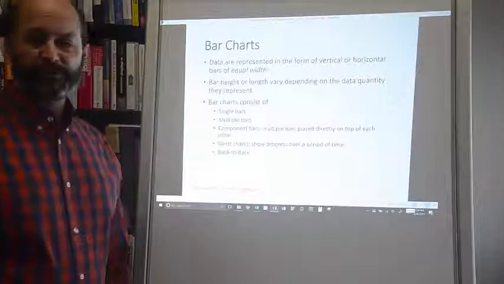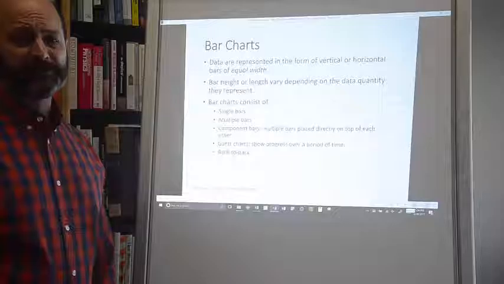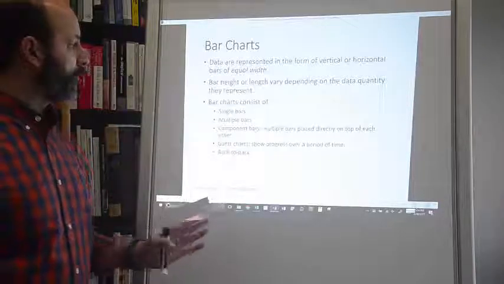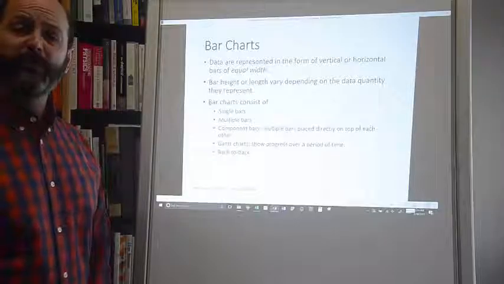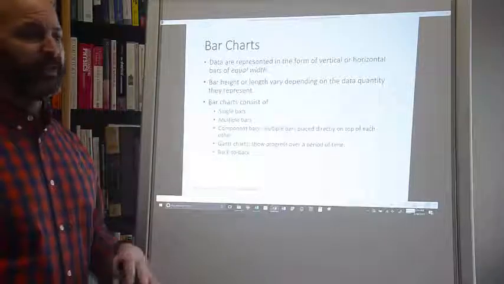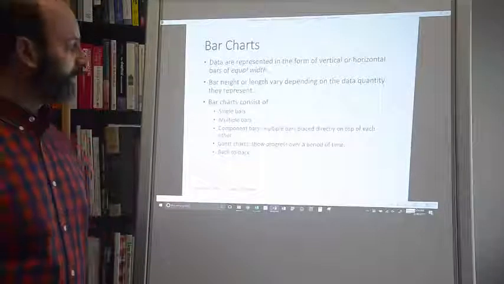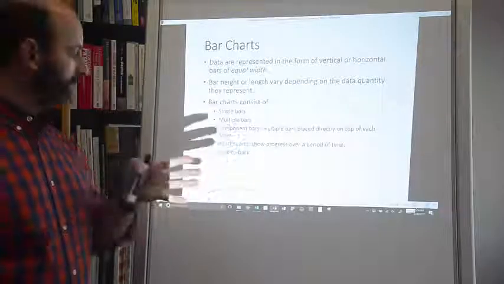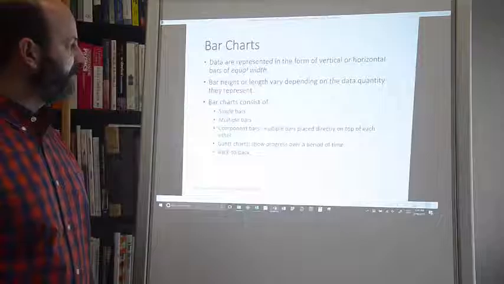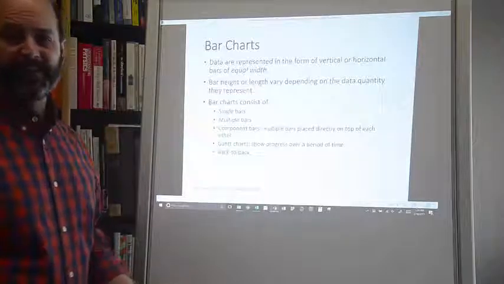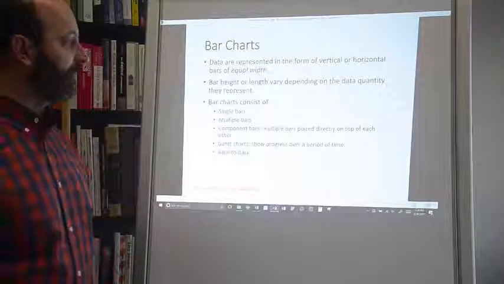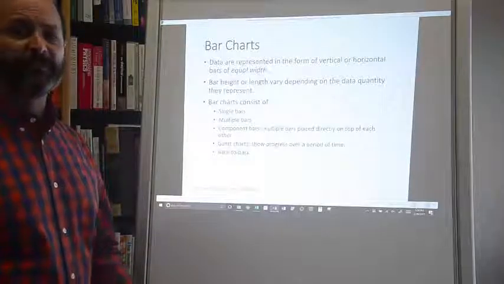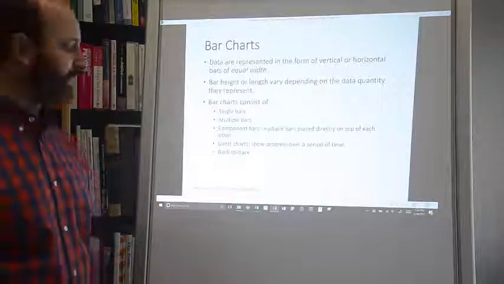All right, bar charts are probably pretty typical of what you're going to see a lot. Data are represented in the form of vertical or horizontal bars of equal width. Okay, they're typically equal width. A column chart often is what you see going vertically, and a bar chart is often what we call going horizontally. I'll show you examples of that. The height and the length of the bars vary depending on the data quantity that they're representing, right? So the frequency or the number of observations that you have.